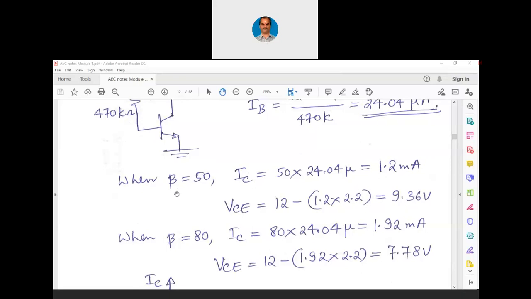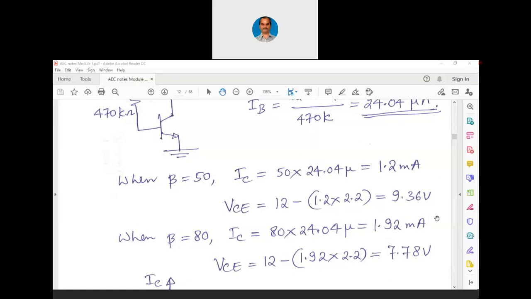You can see here, with the same resistor values, when beta equals 50, VCE is 9.36 volt. When beta equals 80, VCE is 7.78 volts. That means there is a difference here. Even in current, 1.2 milliampere and 1.92 milliampere, there is a difference. In electronics, a minor difference also becomes major. We cannot compromise on a smaller milliampere variation also, because a small milliampere variation is going to result in a much bigger variation of voltage as far as amplifiers are concerned.